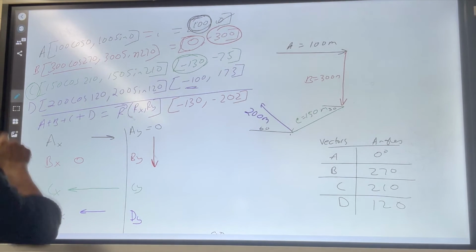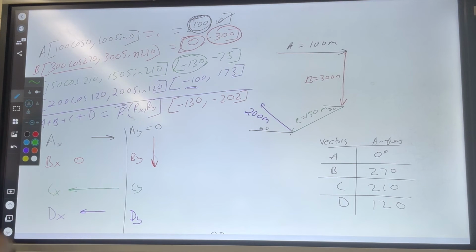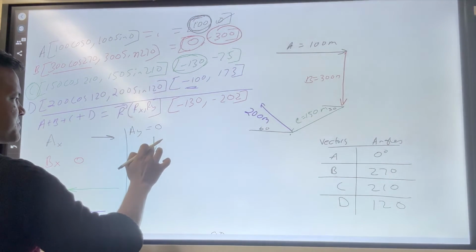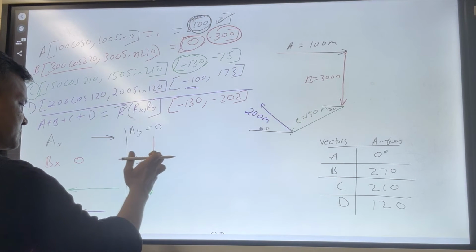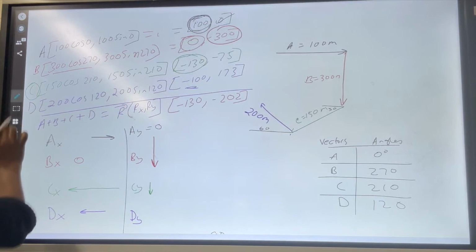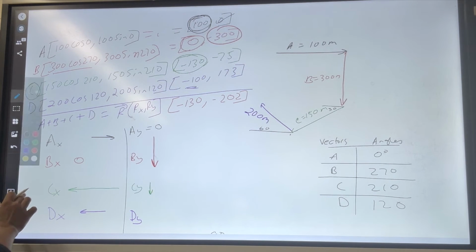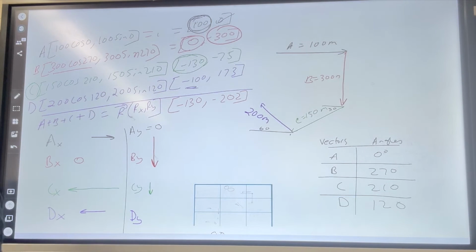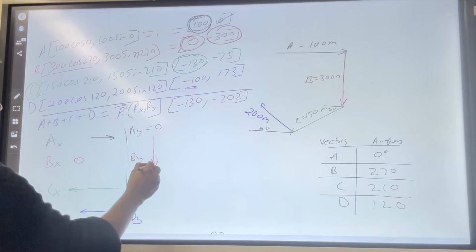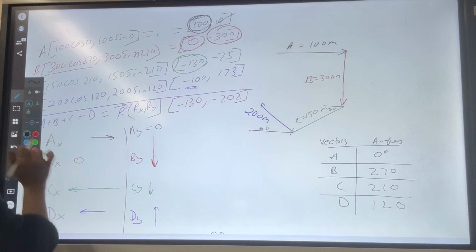This one is negative 75. So negative 75 is this much. It's smaller than that one, but negative 75. And then 173 is the last, DY. If this is 300, 173 would be this much. Okay, great.